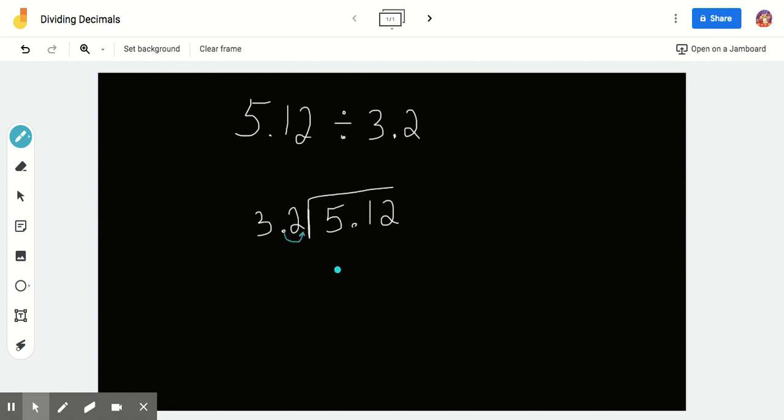So we're going to move this decimal point over to turn 3 and 2/10 into a whole number of 32. But if we've changed this, we also have to change this the same way. So we're moving that decimal point over here. Now, as soon as you move that decimal point over, also move it straight to the top. That's where our decimal point is going to be for this problem.